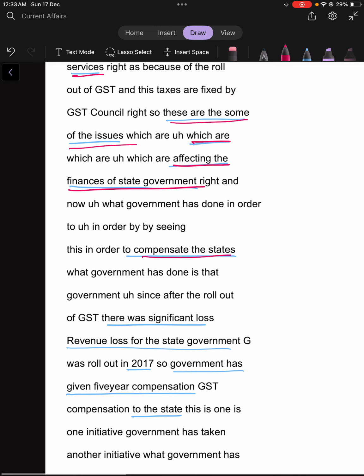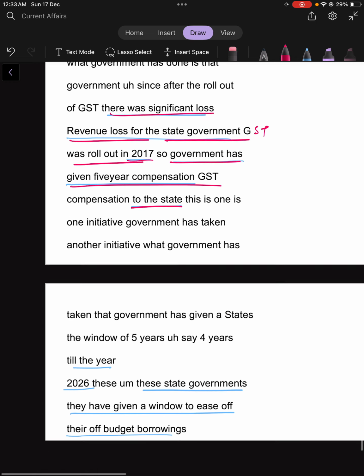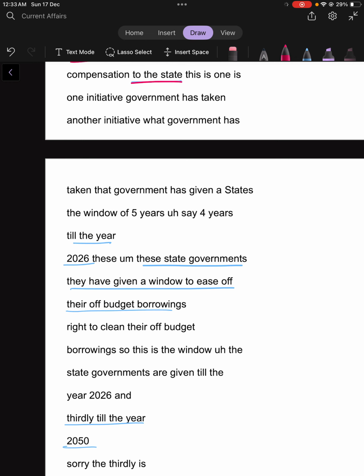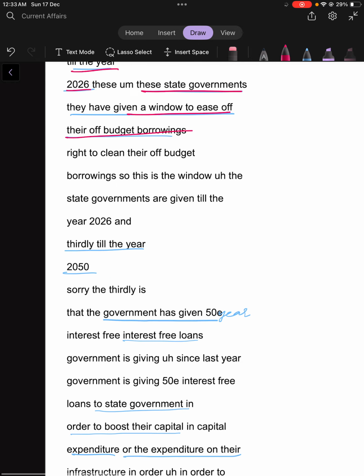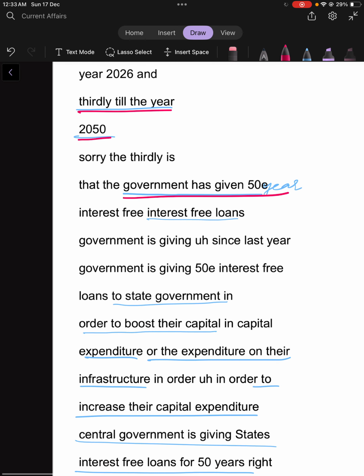There was a significant revenue loss for the state governments when GST was rolled out in 2017. To compensate the states, the government gave GST compensation for five years, until the year 2026. The government has also given a window to ease their off-budget borrowing till the year 2050.